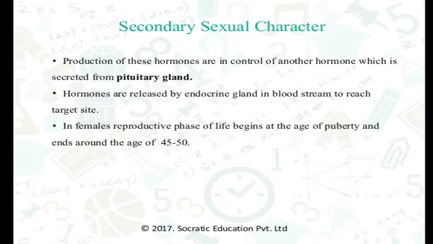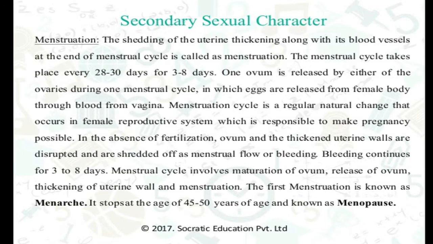In females, the reproductive phase of life begins at the age of puberty and ends around the age of 45 to 50. Now going ahead, the most important secondary sexual character in females is menstruation. The shedding of the uterine thickening along with its blood vessels at the end of the menstrual cycle is known as menstruation. One ovum is released by either of the ovaries during one menstrual cycle, and the shed material is released from the female body through the vagina.